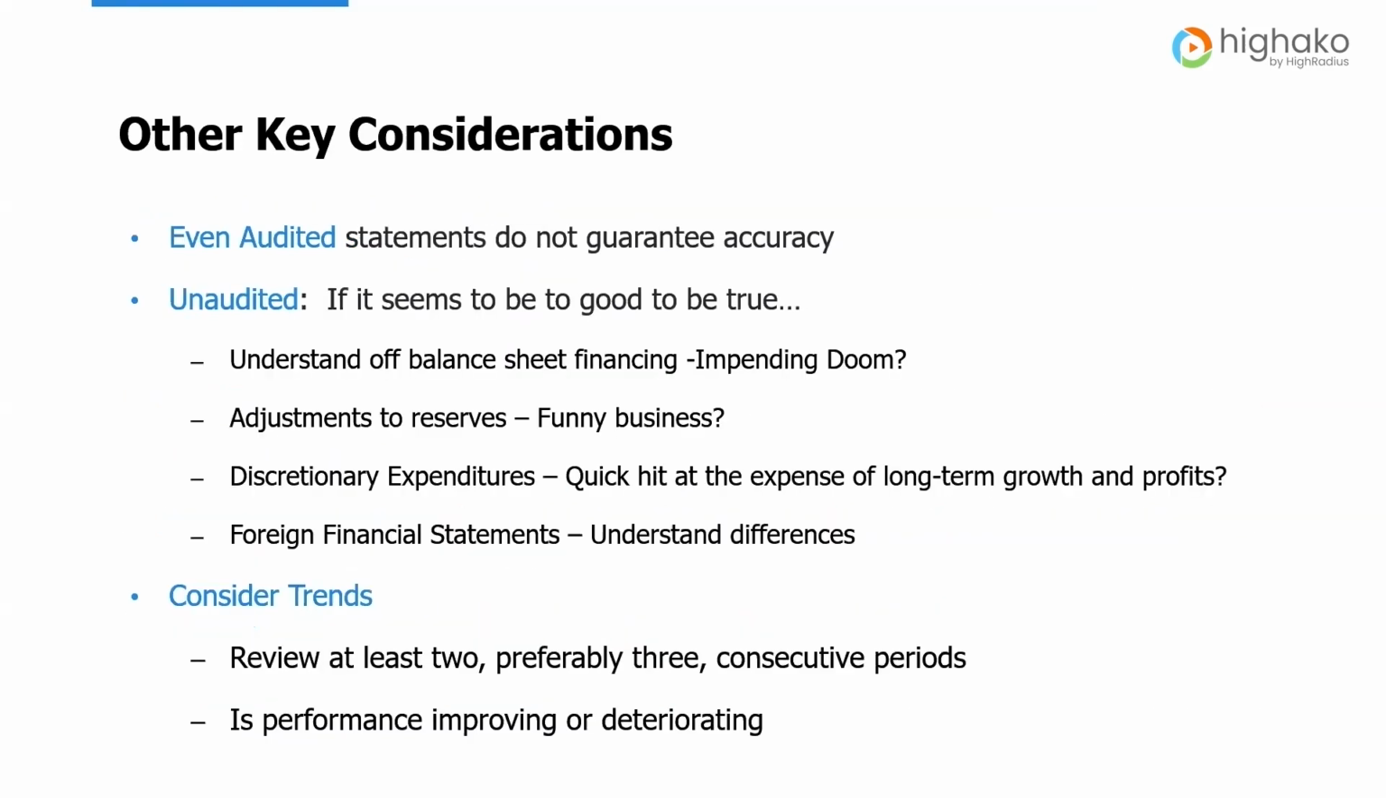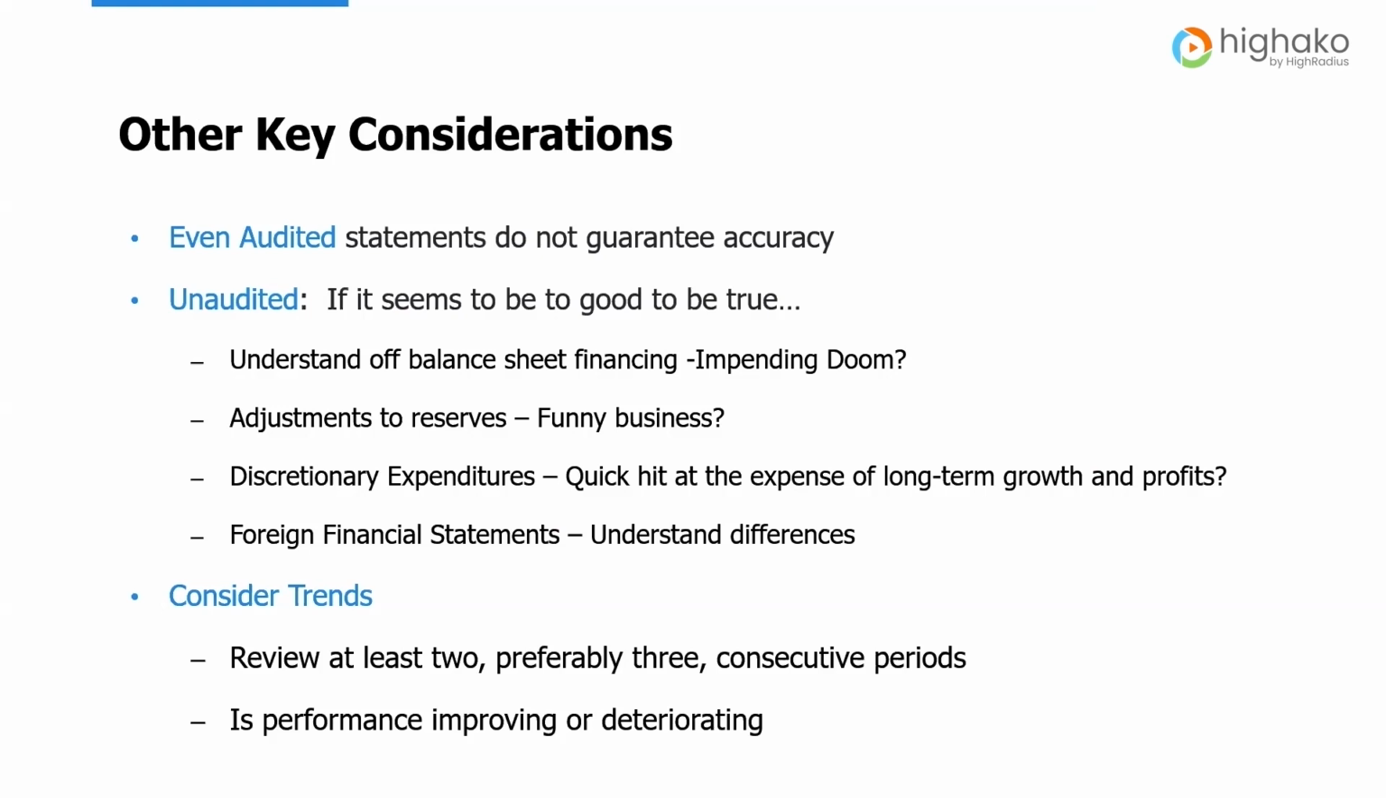Even an audited statement doesn't guarantee that it's completely accurate. So you need to ask questions whether financial statements are audited or unaudited. If it's unaudited and it seems way too good to be true, you should understand if there's off-balance sheet financing, for example, pensions, some impending doom. You need to understand if there's something not reported on the balance sheet that is of a concern. Is there funny business in adjustments to their reserves? You really want to look at that.